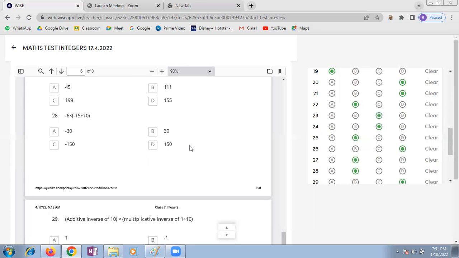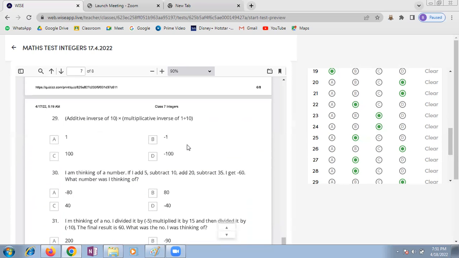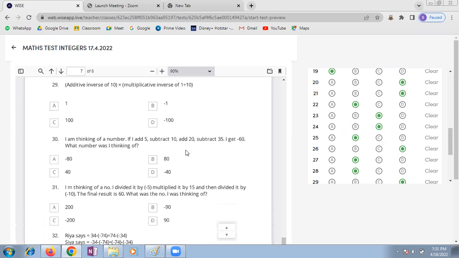Positive 30, very good. Additive inverse of 10 is minus 10. Multiplicative inverse of 1 divided by 10 times minus 10 is, minus 10 into 10. Minus 10 into 10 is minus 100. Very good, it's negative 100.